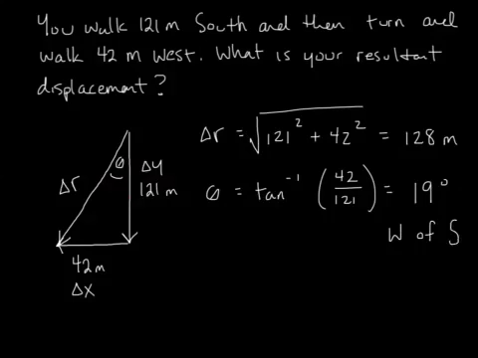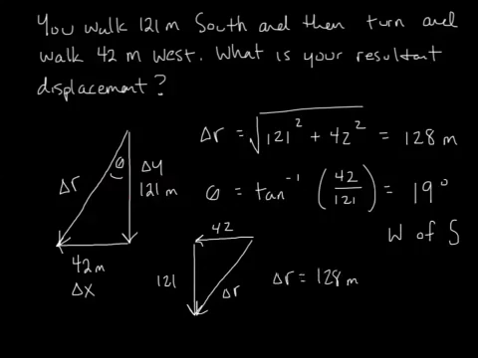Now, it would have been possible for us to sketch our triangle the other way. We could have gone to the west first, and then we would have gone to the south. And if we had done that, our delta r would still come out to be 128 meters. But now if we calculated this angle theta, it would come out to 71 degrees. But this time we went to the west first, and then this angle tells me how far to go towards the south from there. So that angle would actually then be south of west.